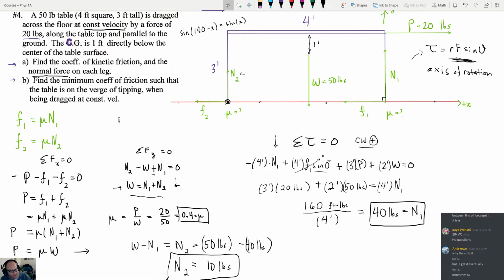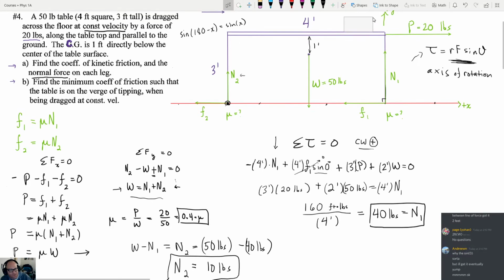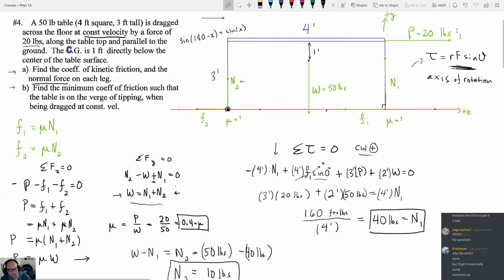If the table's on the verge of tipping, that means that it's probably going to tip this way, like upwards, because you're pulling to the right here. And if it's just on the verge of tipping, what's going to happen to this force on the back leg? What would happen to this force back here if it was just on the verge of tipping? It doesn't mean the normal forces have to be equal. The situation where the normal forces are equal would be when the object is just sitting at rest. It would go up into the air, exactly.